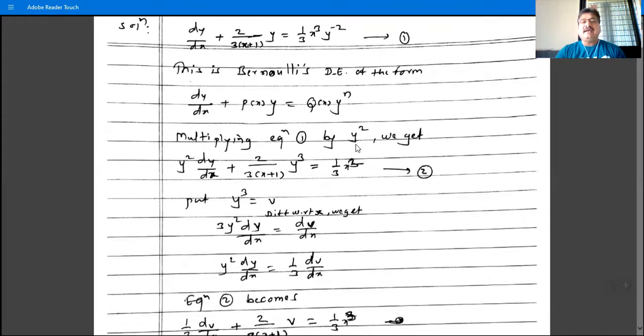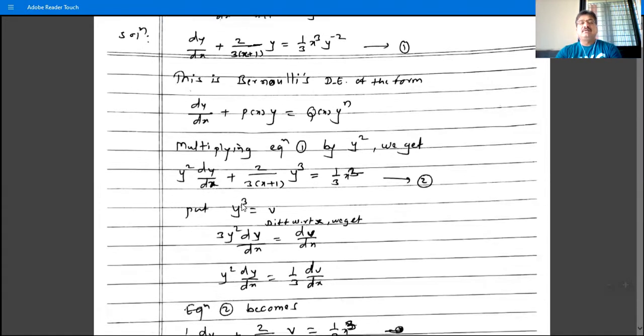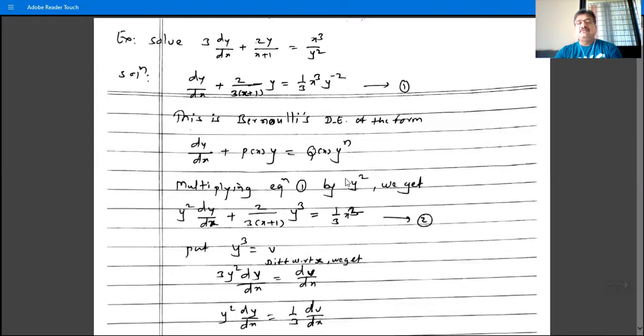So what is the next step? Then multiplying equation 1 by y². Here is y raised to minus 2, so we have to divide y raised to minus 2 throughout, which means we have to multiply y raised to 2 throughout. Multiplying equation 1 by y², we get y² dy/dx. So how can we find this multiplication factor? From the term yⁿ.